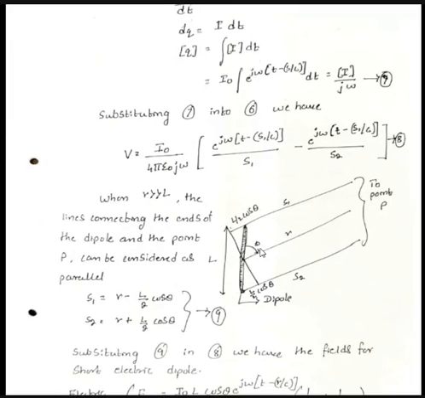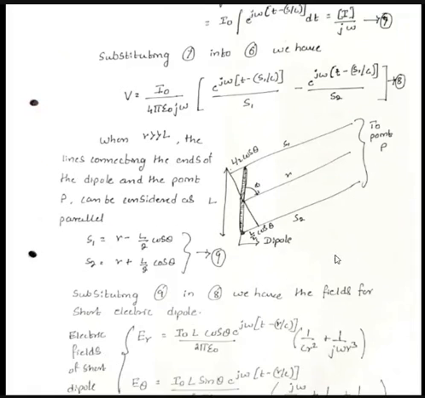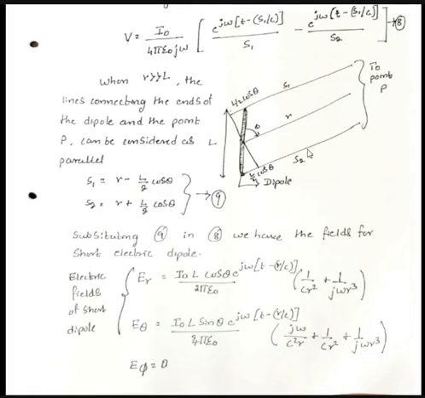Now, what we are going to consider here is that the distance r should be much greater than the length of the dipole. Then the lines connecting the ends of the dipole and the point P can be considered as parallel. In that case, S1 and S2 are written as S1 = r - (l/2) cos theta, and S2 = r + (l/2) cos theta.